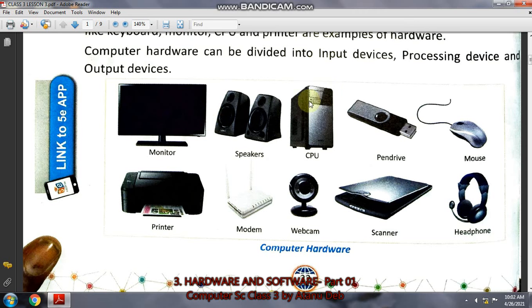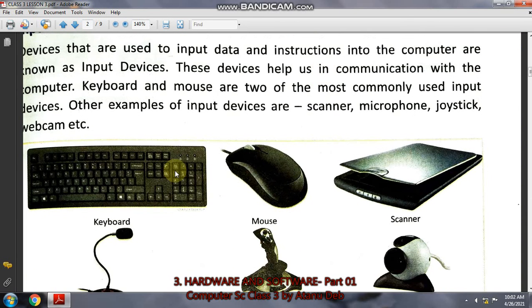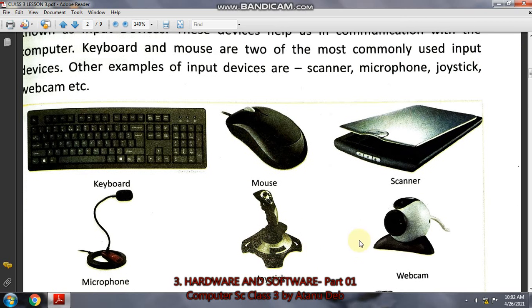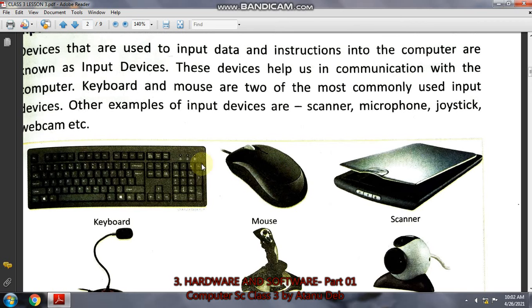From here we have to categorize and select the input devices. So first of all we come to the input devices. For example, you have the keyboard, mouse, scanner, webcam, microphone. Like here I am recording the video with the help of a microphone, and giving instructions with the help of the mouse here in the computer so that I can record the video.